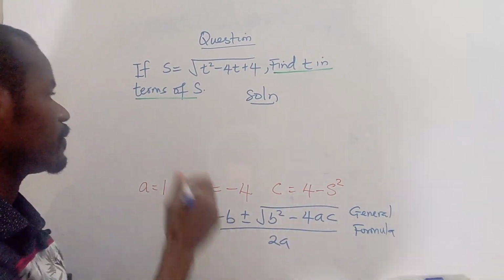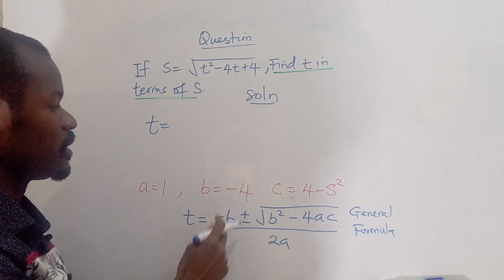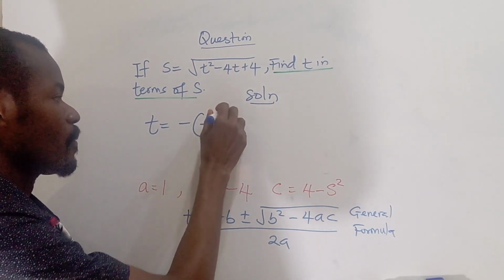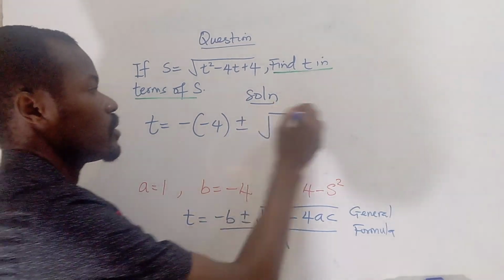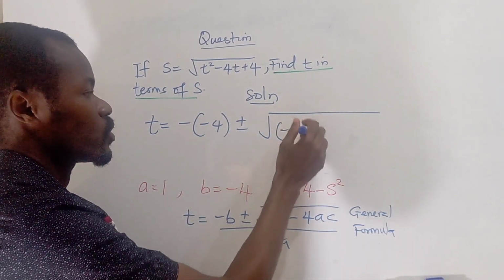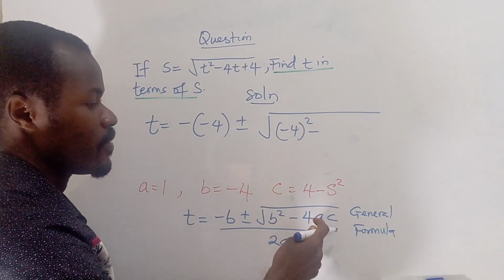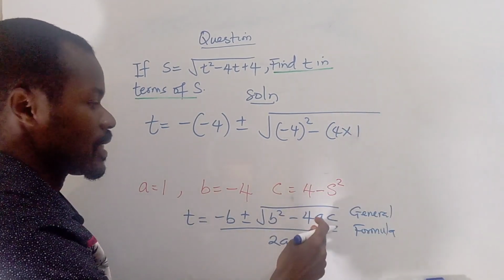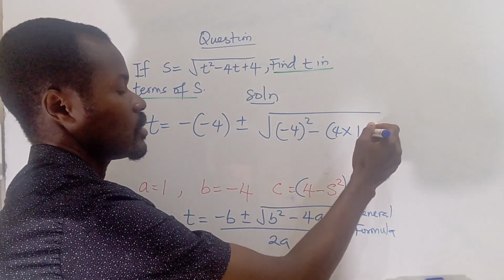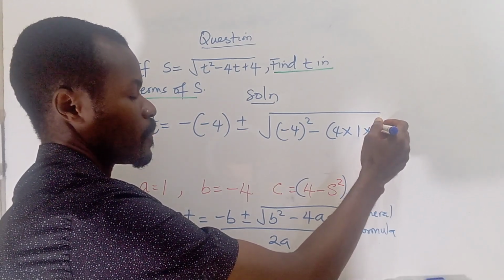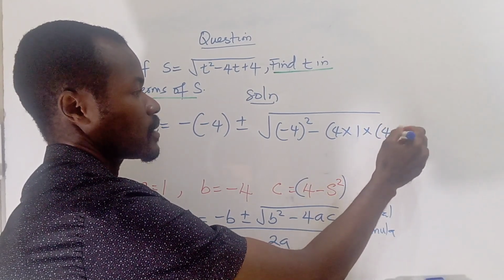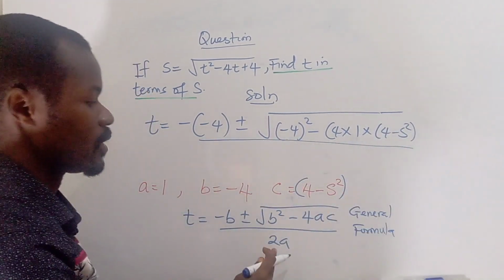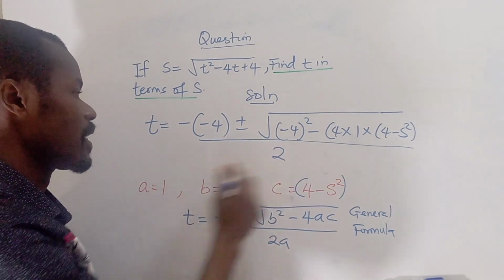So we're going to have t is minus b, and b is minus 4, so minus minus 4, plus or minus the square root of b squared, which is minus 4 squared, minus 4 times a, which is 1, times c, which is all this, 4 minus s squared. All this is going to be divided by 2 times a, so 2 times 1.